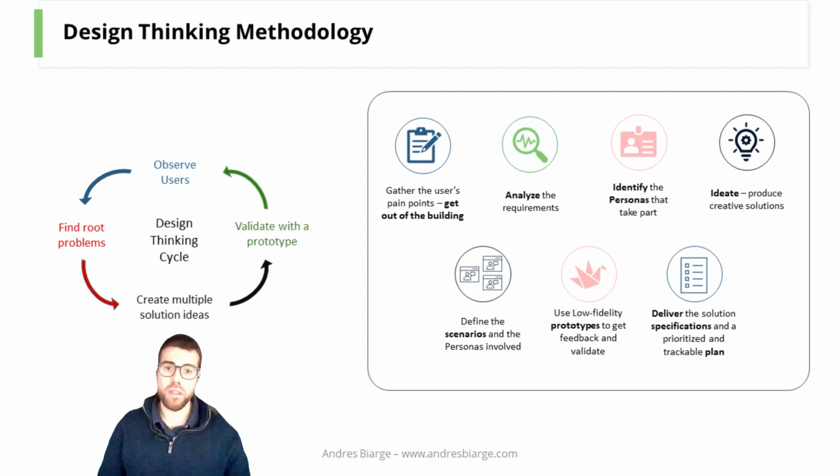And we can break these 4 iterative steps into a more formal methodology. This is what you see on the right of the slide, which is these 7 steps that I'm going to go through now. So first, what we need to do is gather the users' pain points, of course, and I stress here, get out of the building, meaning that if possible, go to where your users are.